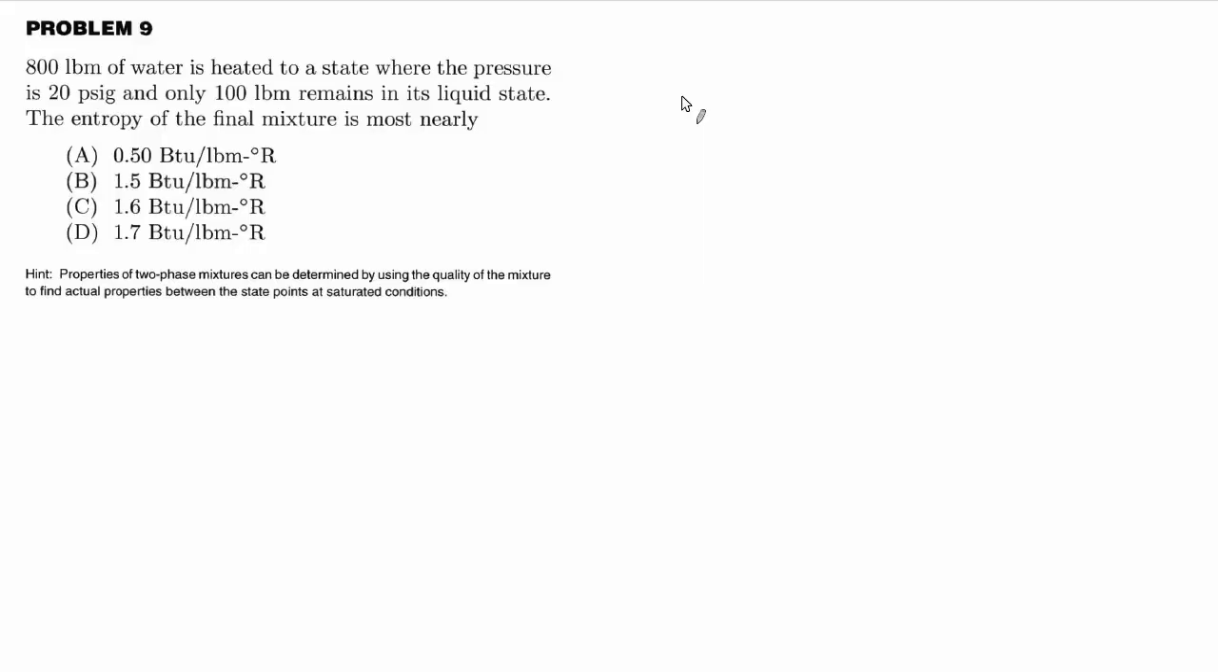Property of two-phase mixtures can be determined by using the quality of the mixture to find actual properties between the state points at saturated conditions. So we know the quality of this mixture is somewhere between 0 and 100 because 100 pounds remains in a liquid state. So out of 800 pounds, the other 700 must still be vapor.